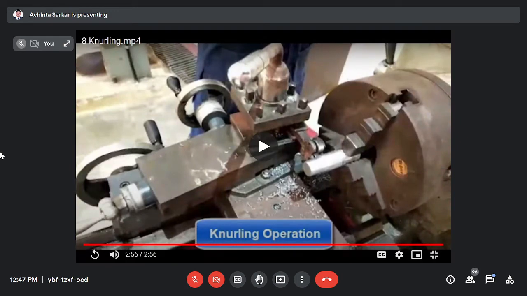Students, in this video we did both operations now: knurling and taper turning. Okay. So in the knurling operation, you can check that there are two wheels on the tool.